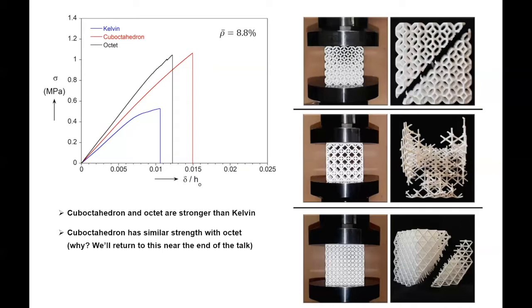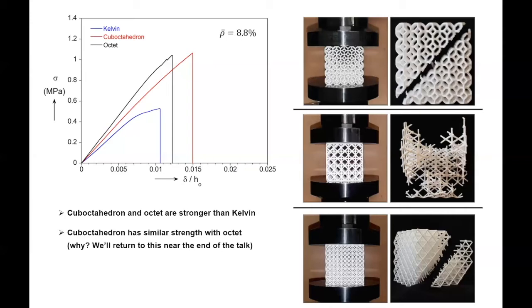All right, so here are the questions. We only have one important question: why is the octahedron equal in strength to the octet? We'll come back to this near the end of this topic. In terms of failure patterns, there is a diagonal in the Kelvin, very widespread failure in the octahedron, and a little bit of an offset diagonal starting from the boundary for the octet.